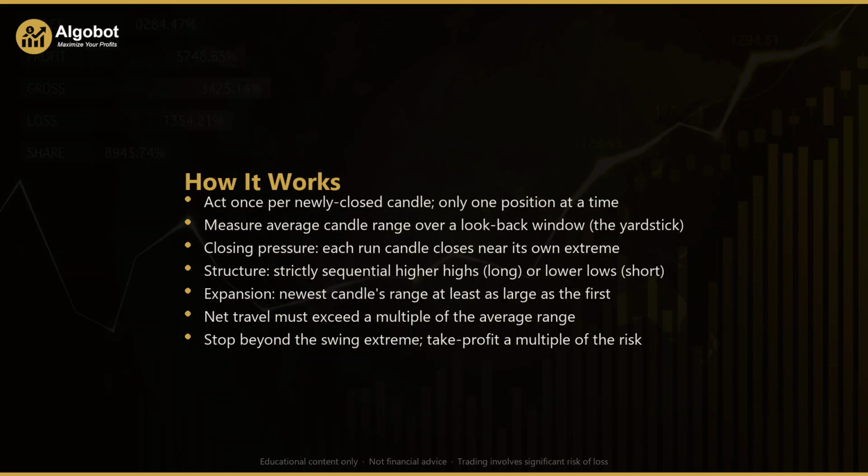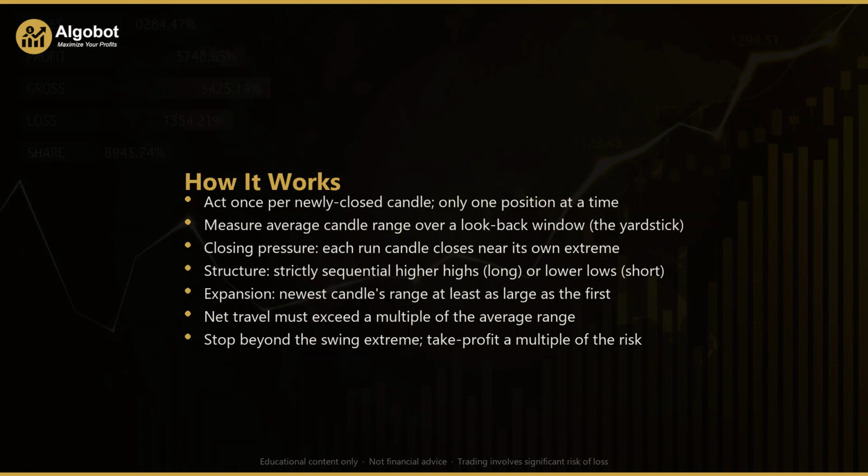For a long setup, it checks 3 conditions together. The first is closing pressure. Every candle in the run must close in the upper portion of its own range, by default at least 65% of the way up, and each must be a genuine up candle. This shows buyers were in control into every close. The second is structure. The candles must form strictly sequential higher highs, each high above the one before it. The third is expansion. The newest candle's range must be at least as large as the first candle's range, confirming the move is accelerating rather than fading.